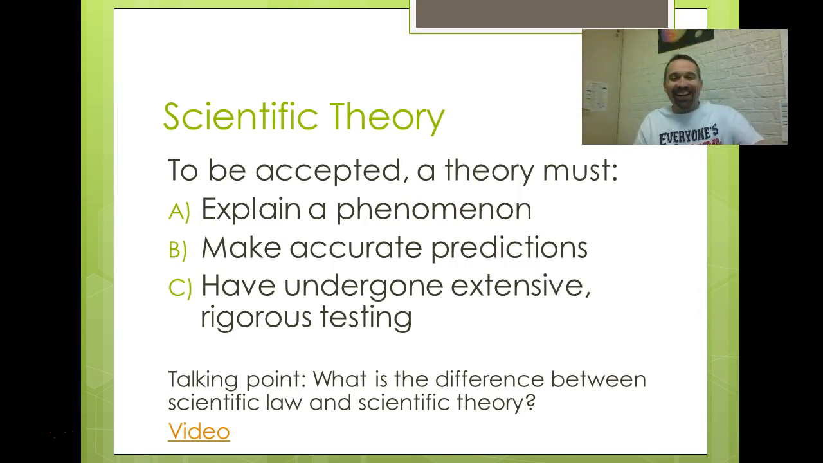All right. So that's a phenomenon. Why does the marker fall? And so a theory would explain why the marker fell. And then a valid scientific theory would predict every single time this marker falls what would happen to it. All right? And a prediction means it's going to tell what's going to happen in the future. And then finally, theories have undergone extensive rigorous testing.